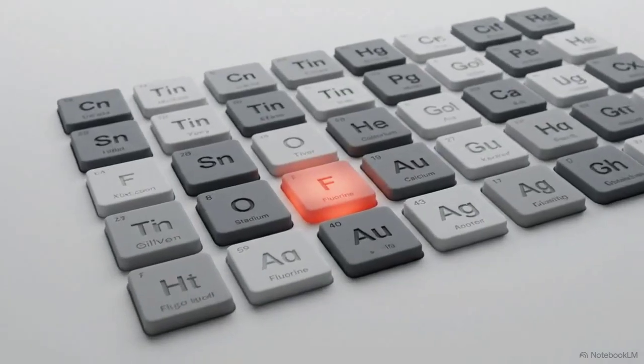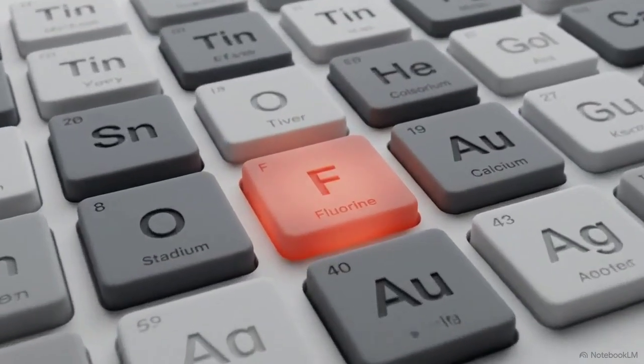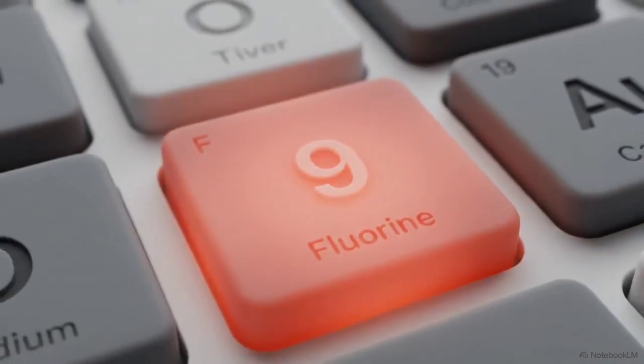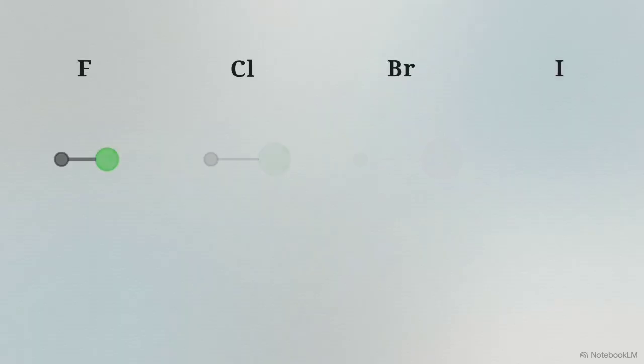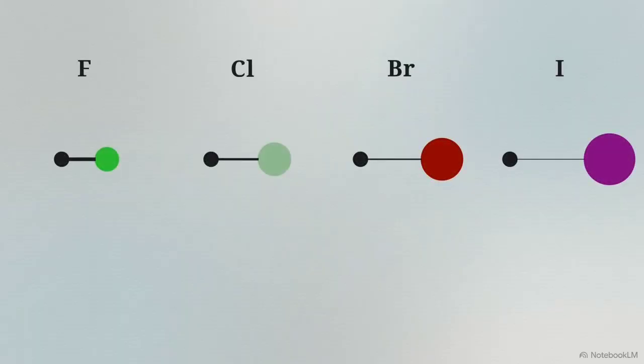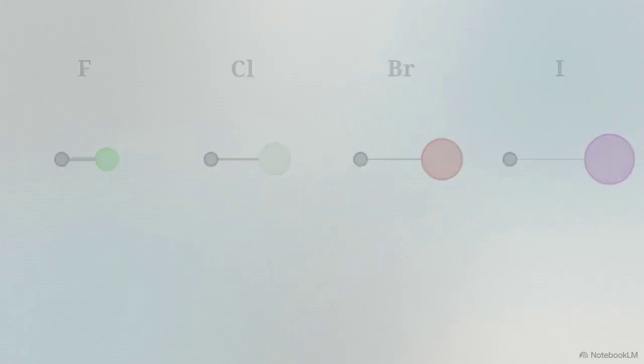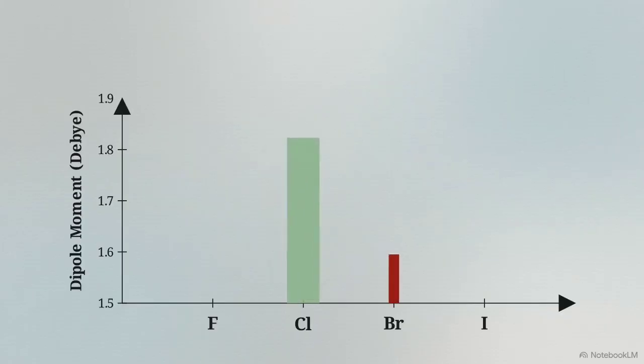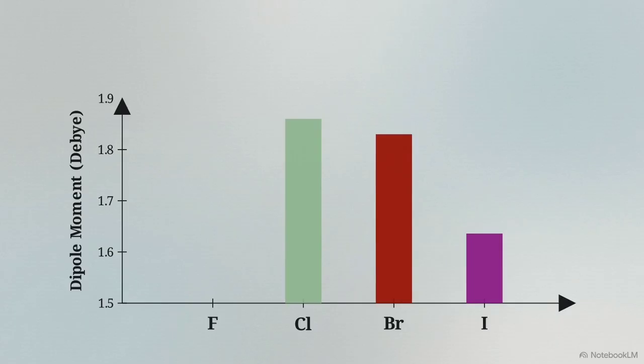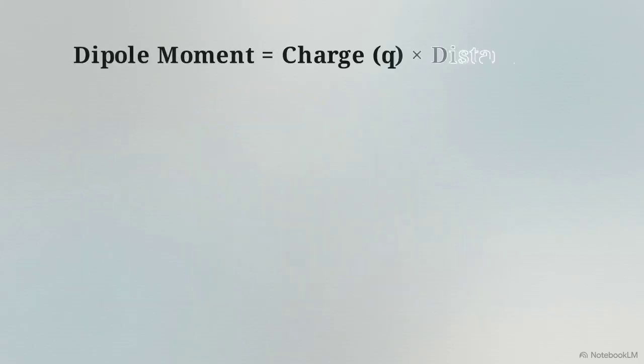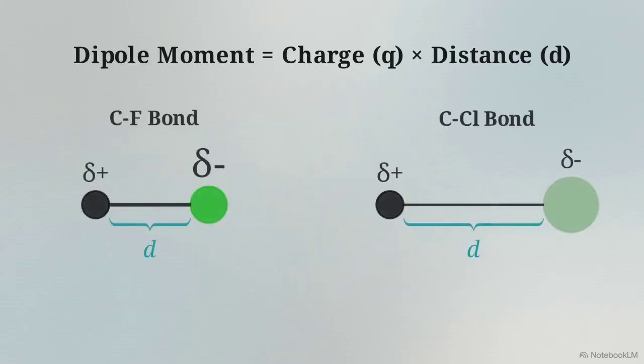Even with these established rules, the periodic table presents a specific anomaly when dealing with the smallest of the halogens. Generally, as you move down the halogen group from fluorine to iodine, the atoms get larger and the bonds to carbon get longer and weaker. This chart shows the dipole moment, or the measure of electrical imbalance in the bond. The trend should decrease as atoms get larger, but fluorine shows a lower dipole moment than chlorine. This occurs because fluorine is uniquely compact.